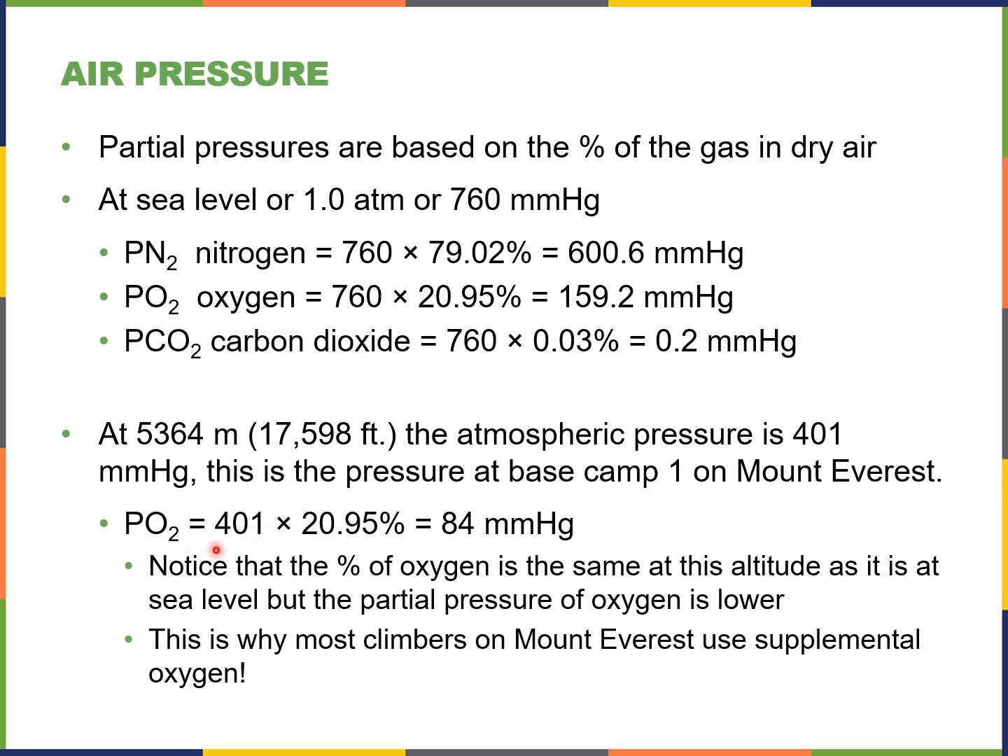But so partial pressure of oxygen now instead, we would be at 84 millimeters of mercury. So the percent of oxygen is actually the same at altitude, right? You have the same amount of oxygen up at the top of Mount Everest as you do down here on the shores of Hawaii, but the partial pressure is lower.